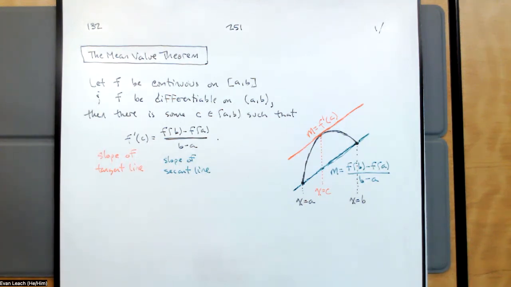So there is some c in the open interval from a to b where the slope of the tangent is equal to the slope of the secant. It could be more than one.